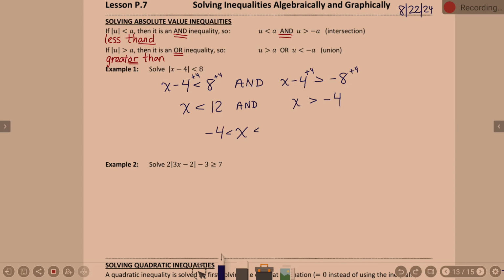So it only works for and statements. It does not work for or, but it always works for and statements. That x less than 12, and x greater than negative 4. Well, reversed, x greater than negative 4 is negative 4 less than x. So and statements, you always put the x in the middle. It'll always be two less than signs, assuming you get your smallest number on the left and your larger number on the right.